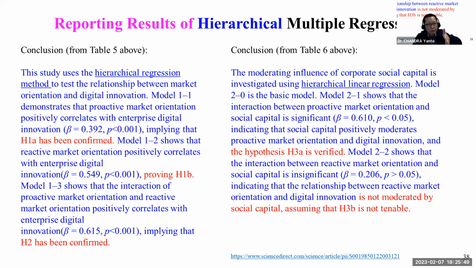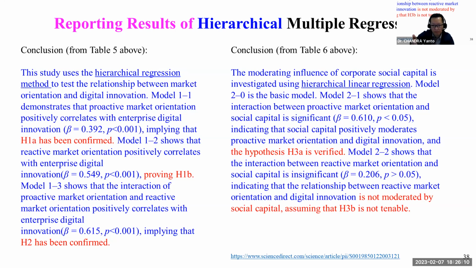So we use hierarchical regression. We have model 1 that shows that it is supported, and model 2 like this also supported another hypothesis, and model 1 to 3 have this interaction analysis and confirmed the hypothesis. And that's for table 5. For table 6, you also say you have done the hierarchical regression. Model 2.0 is the basic model.